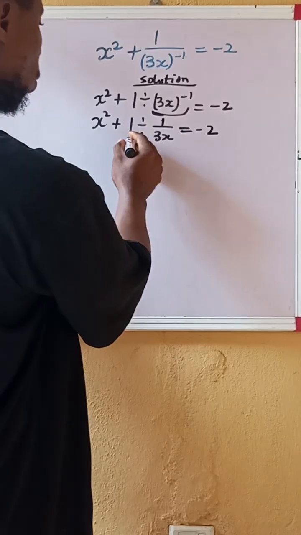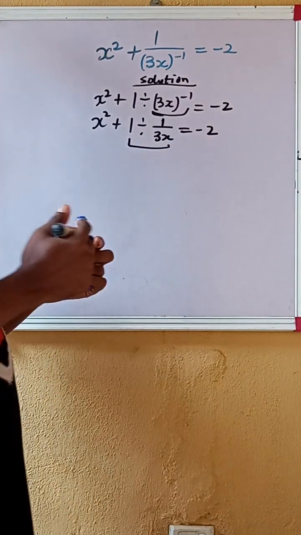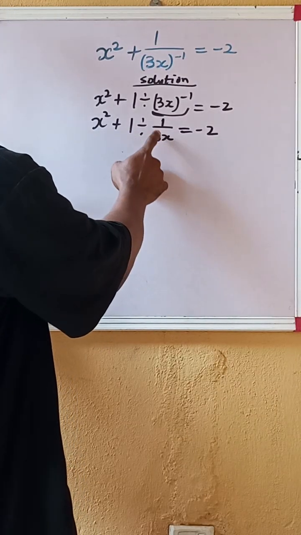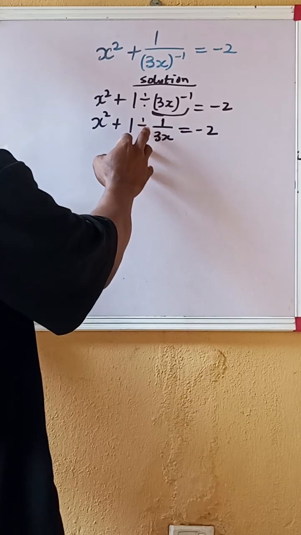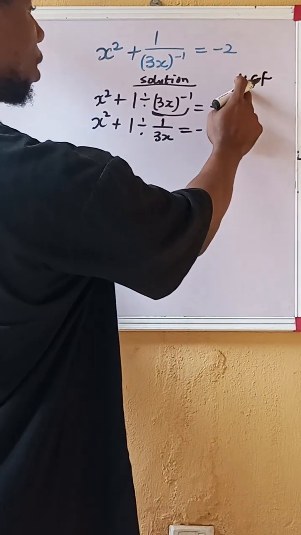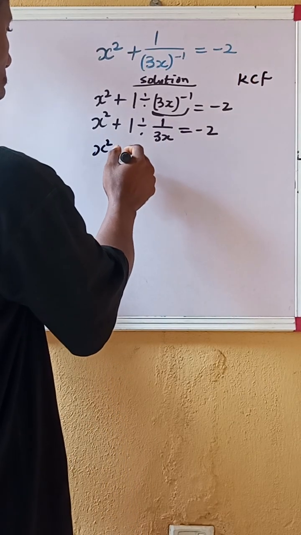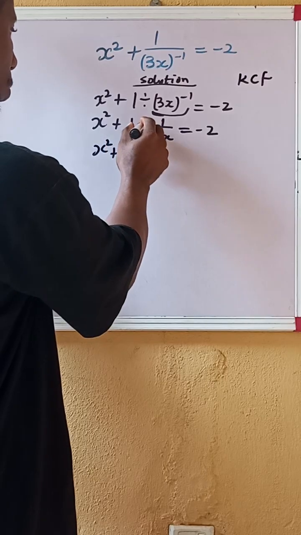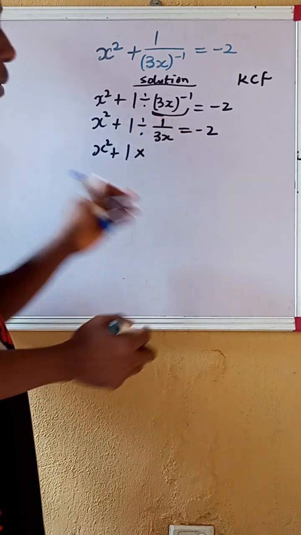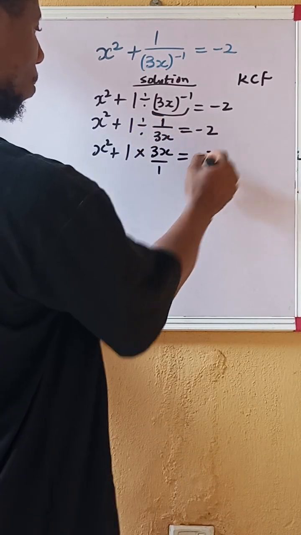So now, guys, we are going to look for the LCM of this. Not LCM, actually. If you have a number dividing a fraction, we are going to apply the KCF rule. Our KCF rule says keep, change, and flip. So if we do this, we have x squared plus 1. We'll change this division to multiplication, and this 3x will go up, 1 will come down. So we have 3x over 1, which equals minus 2.